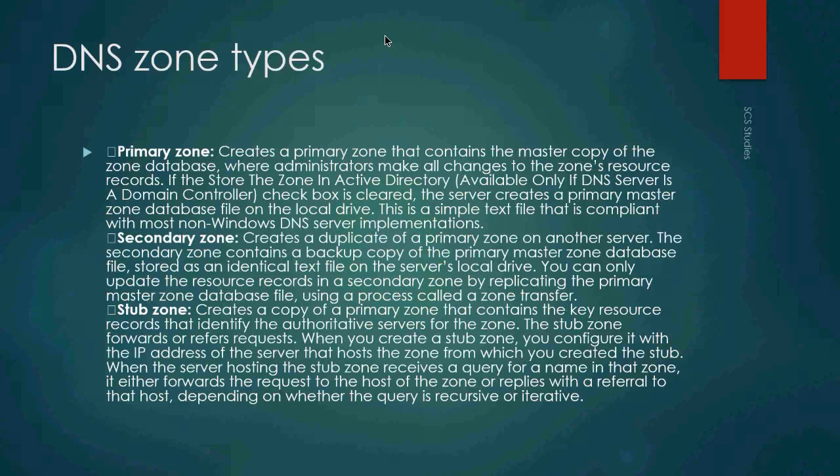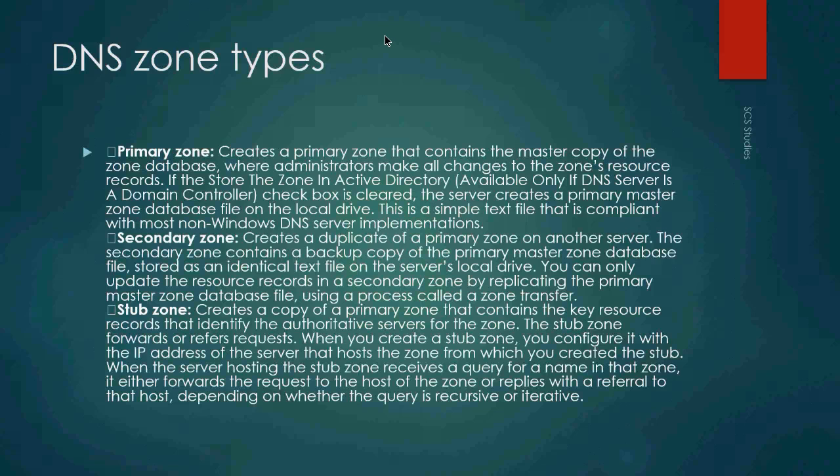Now we are going to learn about the DNS zone types. The first is the primary zone. It creates a primary zone that contains a master copy of the zone database, where the administrator makes all changes to the zone resources and records. If the zone is available only on the DNS server or a domain controller, check the box created. The server creates a primary master zone database file on the local drive, that means on the local server where you created the primary zone. This is a simple text file that is compliant with most non-Windows DNS server implementations. So the records will be saved in a text file, and it is compliant with most non-Microsoft DNS servers as well.